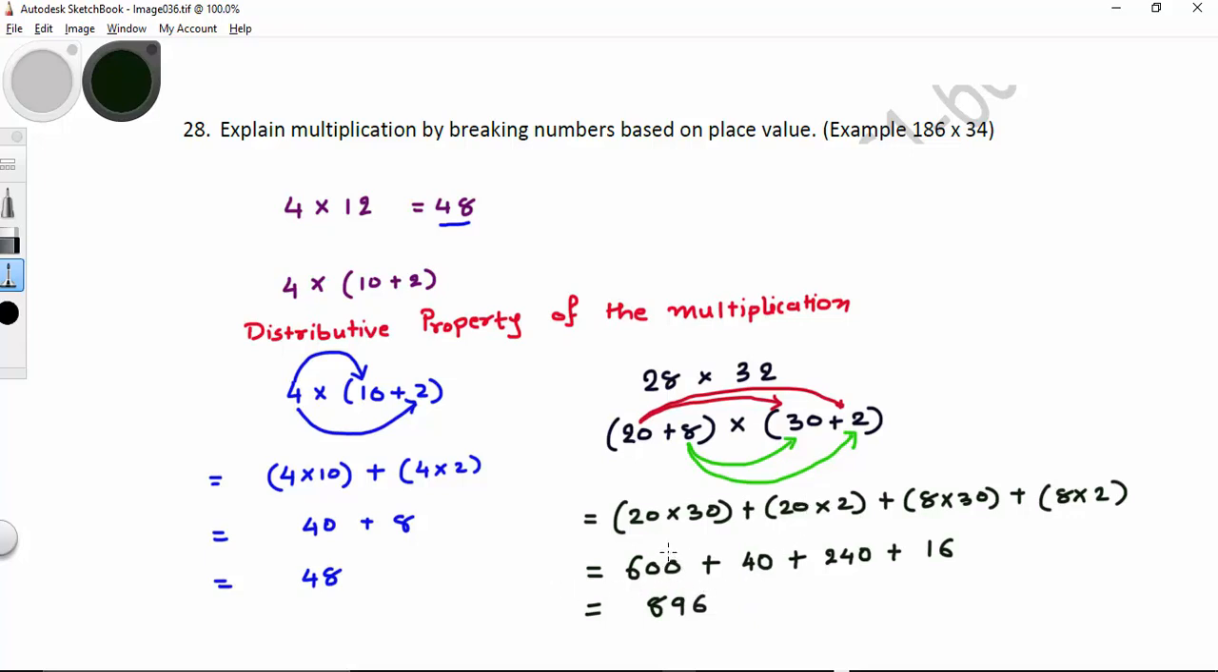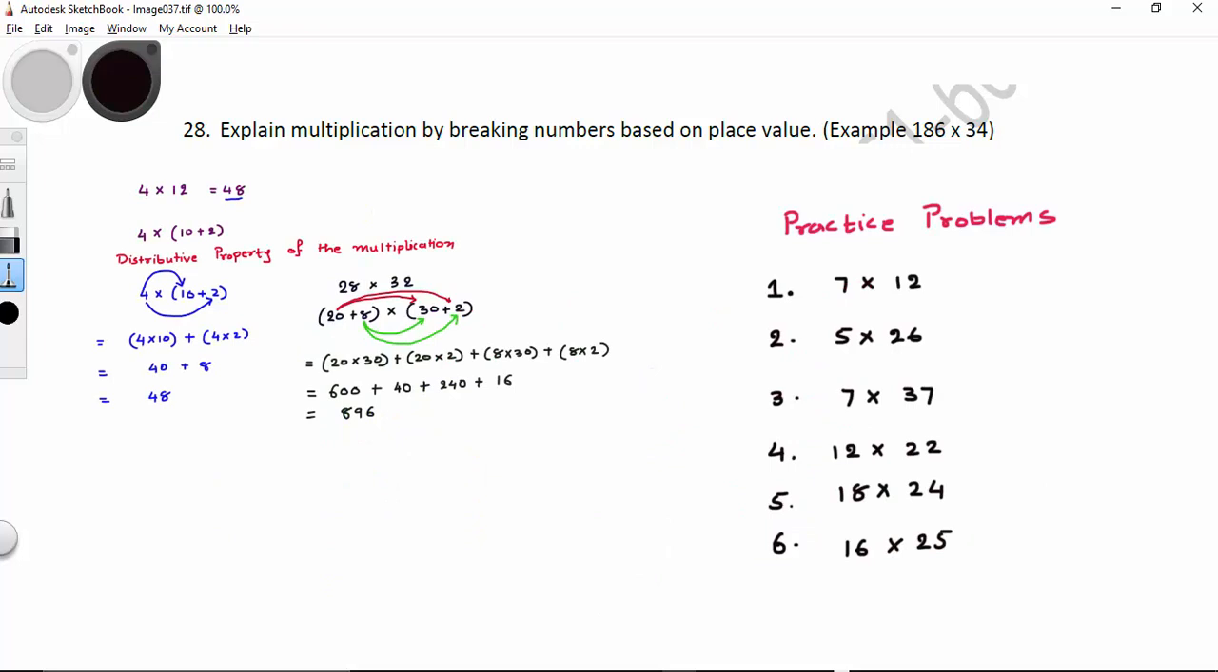So now you have to copy these two examples so that you can solve few practice problems. Okay? So now I have given you these 6 problems. Okay? So you have to apply the distributive property and solve these problems. Okay? And once you are done with this, then you have to show your answers to your teacher.